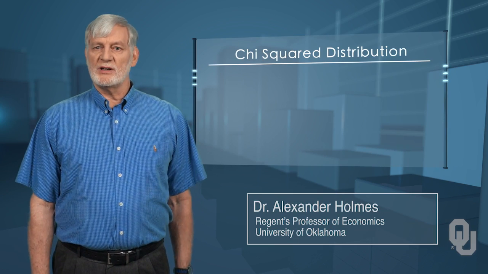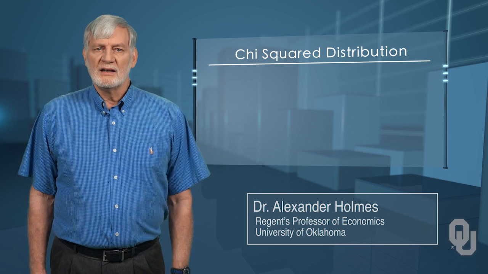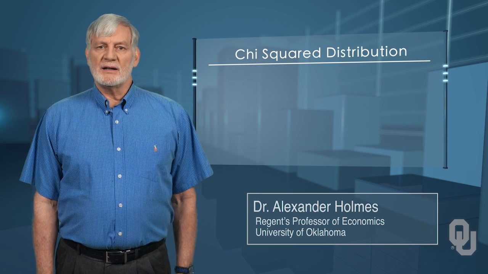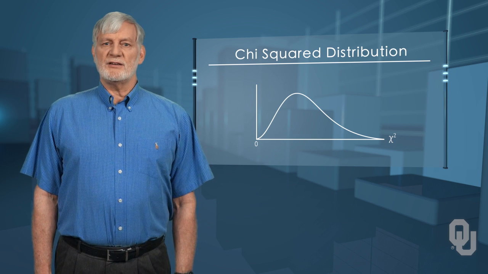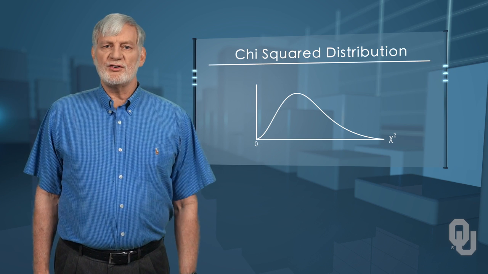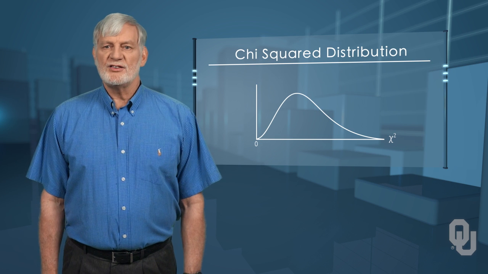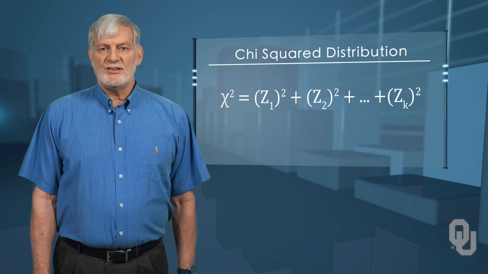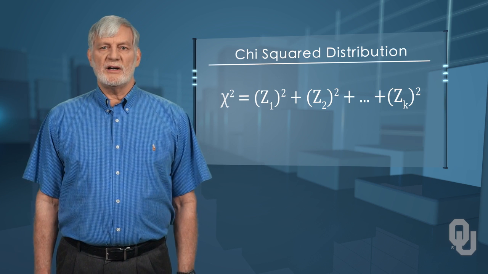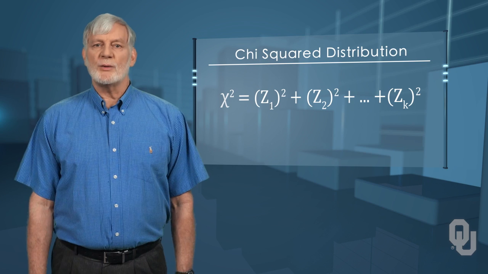We have spent almost all of our time with the normal distribution and its cousin, the student's t. Now it is time to branch out a bit and meet the chi-square distribution. The chi-squared probability density function is what you get if you sum up k independent standard normal distributions squared. The formula would be written: chi-squared is equal to z1 squared plus z2 squared, etc., to zk squared.